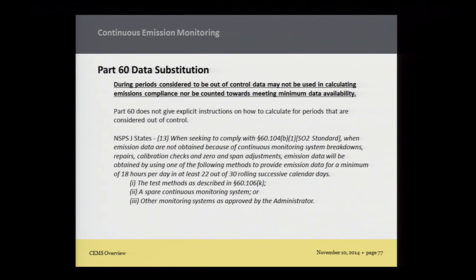NSPS J, which is refining, does say when seeking to comply with the SO2 standard, when emission data are not obtained because of continuous monitoring system breakdowns, repairs, calibration checks, zero and span adjustments, emissions data will be obtained by using one of the following methods to provide the emission data for a minimum of 18 hours per day in at least 22 out of 30 rolling successive days. So there's a test method described here: a spare continuous monitoring system or other monitoring systems as approved by the administrator. It's hard to get out that much unless you lose an analyzer really. But it's just some guidance there. It's one of the only ones that tends to point back to it in an NSPS.